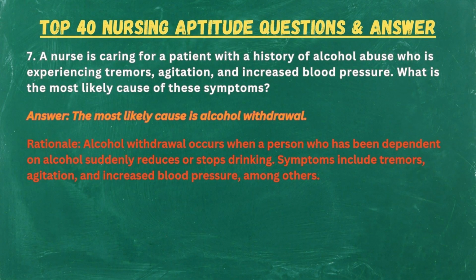7. A nurse is caring for a patient with a history of alcohol abuse who is experiencing tremors, agitation, and increased blood pressure. What is the most likely cause of these symptoms? Answer. The most likely cause is alcohol withdrawal. Rationale. Alcohol withdrawal occurs when a person who has been dependent on alcohol suddenly reduces or stops drinking. Symptoms include tremors, agitation, and increased blood pressure, among others.